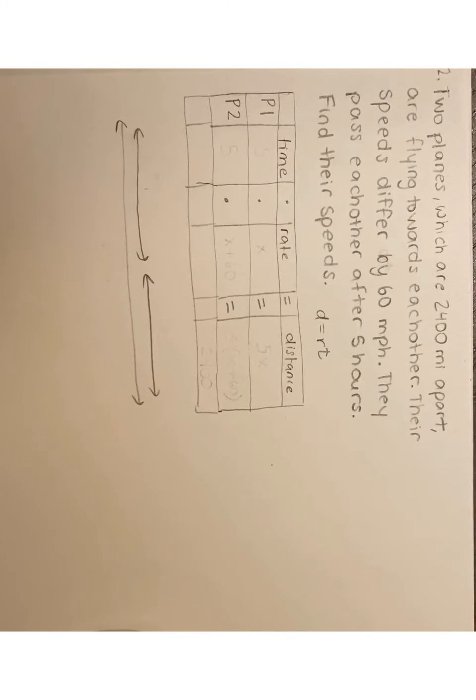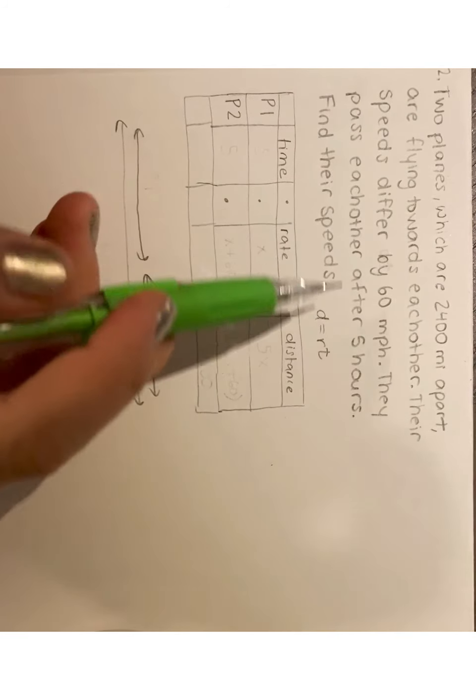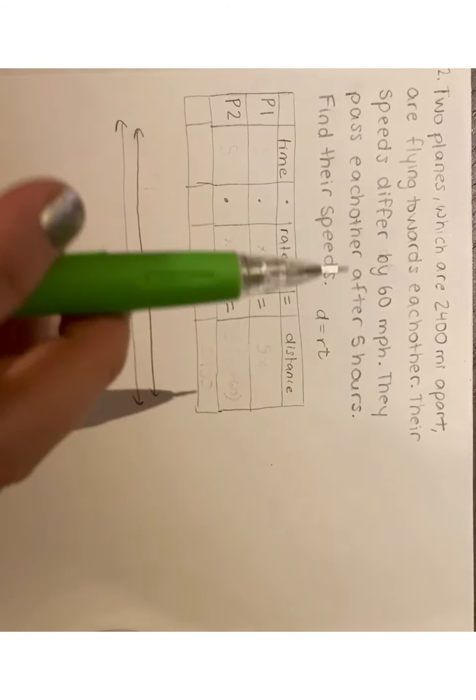Two planes, which are 2,400 miles apart, are flying towards each other. Their speeds differ by 60 miles per hour, and they pass each other after 5 hours. Find their speeds. So you can begin to solve this by creating a chart that can model the distance, which equals rate times time.